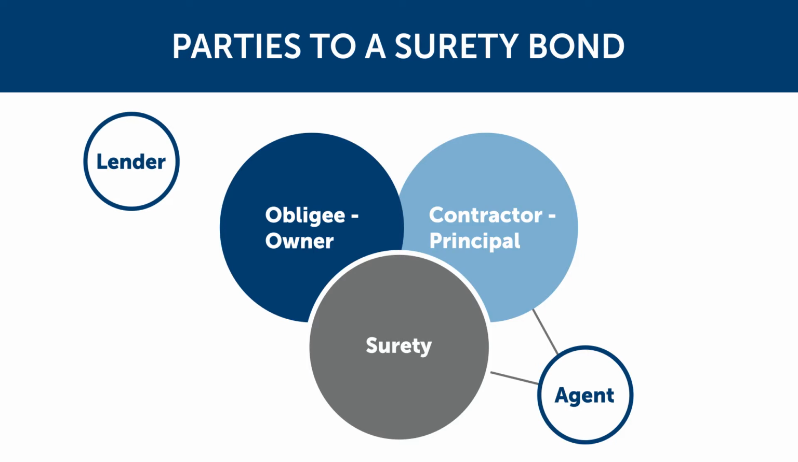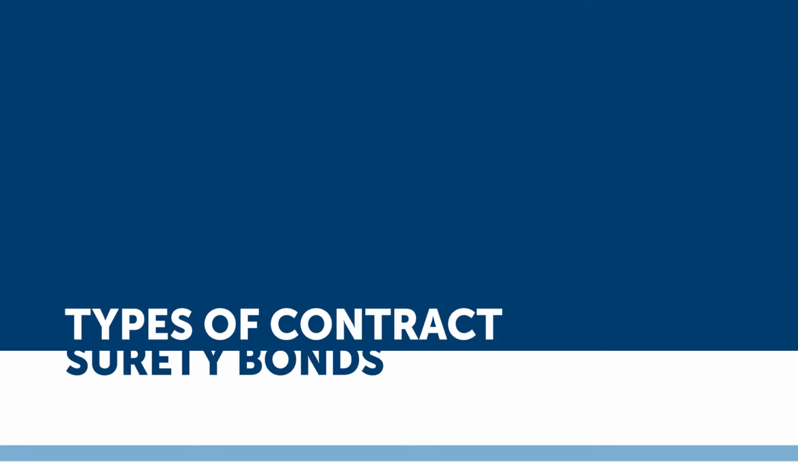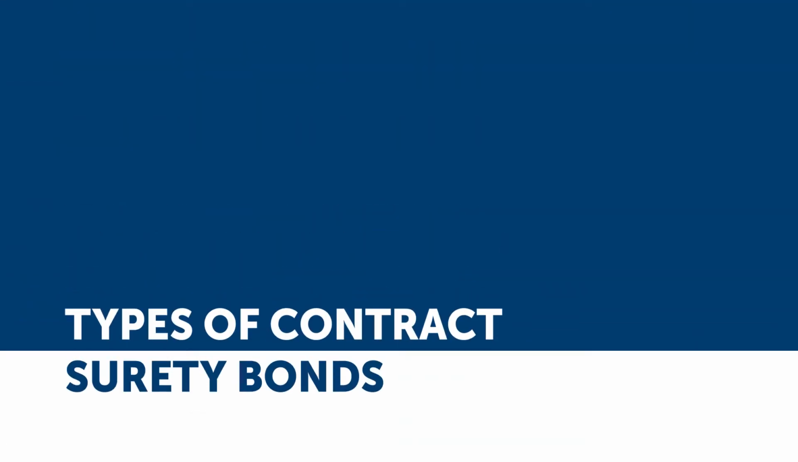A lender can become involved through a rider, referred to as a dual obligee rider. This allows an additional obligee or beneficiary to be added to the bond, enabling the lender to invoke the bond benefits. There are three types of contract surety bonds.